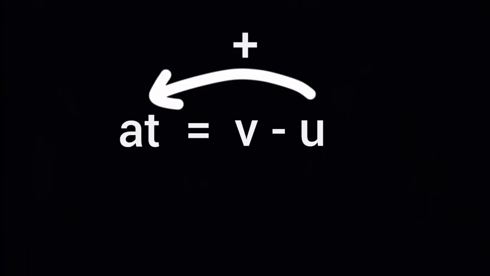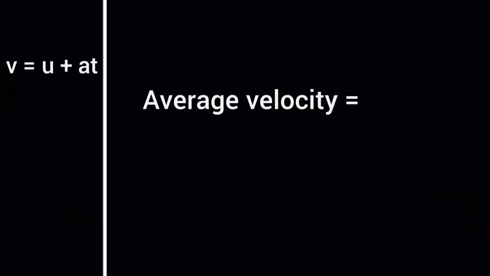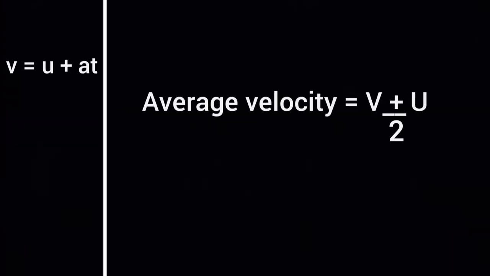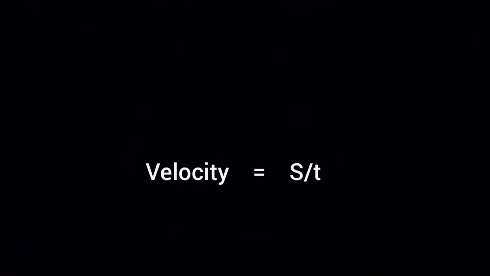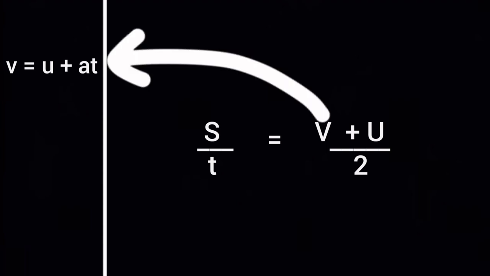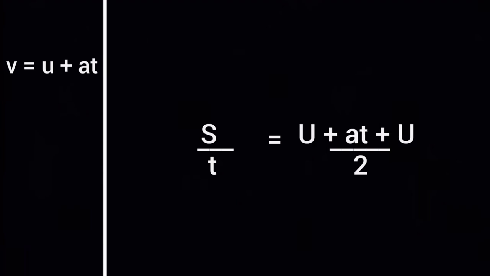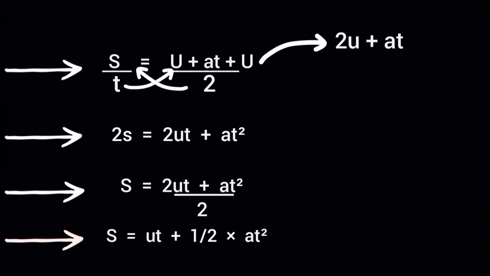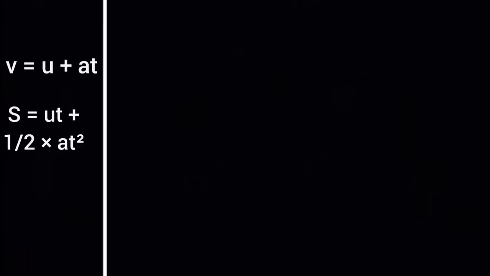You know that A equals (V minus U) by T. So we can write this as AT equals V minus U. By transposing U, we got this equation. You also know that average velocity equals (V plus U) by 2. And velocity also equals S by T. So we can write S by T equals (V plus U) by 2. Replacing the value of V by U plus AT, and then calculating it further, we got our second equation. Here we have proved that V equals U plus AT.